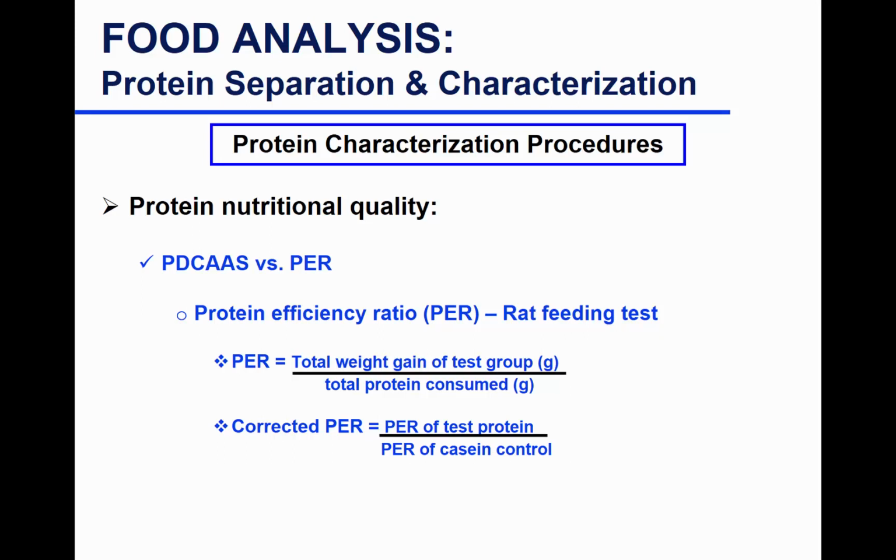So this PER is not done for adults because we really hope that not with every gram of protein we consume we keep growing. So that doesn't apply to us. The rate of growth of infants is equivalent to the rate of growth of baby rats. So that's why it works for infants. So protein efficiency ratio for infant food, and PDCAAS for everything else.